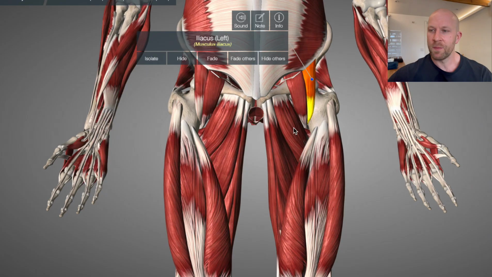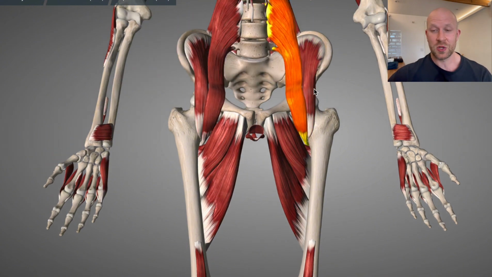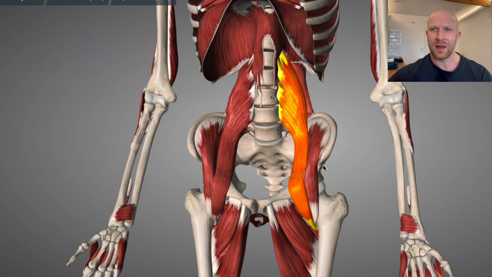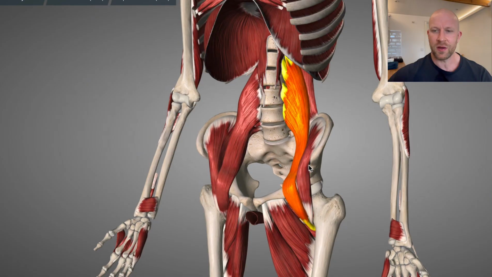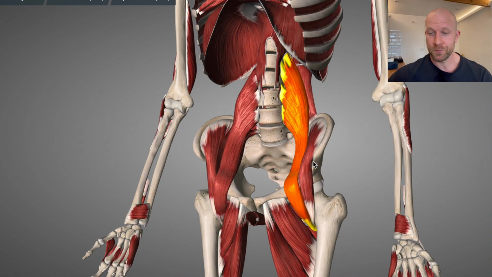If we continue to strip those layers back and look into the abdomen, we'll see that psoas major particularly is actually quite a large muscle. It's not just a hip flexor, it's also a core and lumbar spine stabilizer through its really quite large origin around the lumbar spine, the transverse processes and bodies of the lumbar vertebrae.